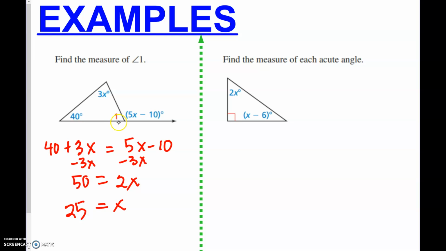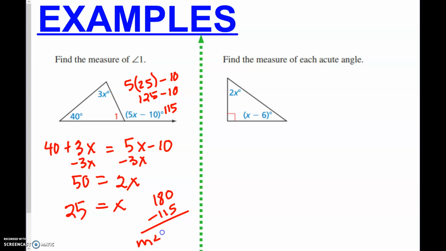So to find the measure of angle 1, I can put 5 times 25 and then subtract 10. So 5 times 25 is 125 minus 10. That means this angle is 115, and that is a linear pair. So I take 180 minus 115, and that should be the measure of angle 1. So 180 minus 115 leaves us with a 65-degree angle.